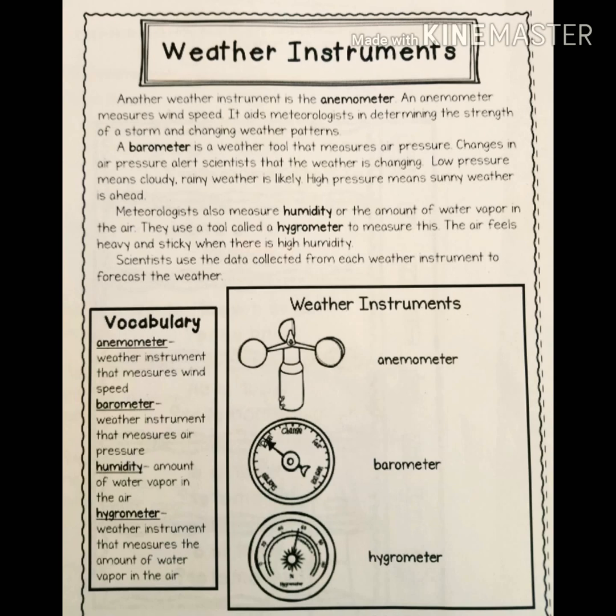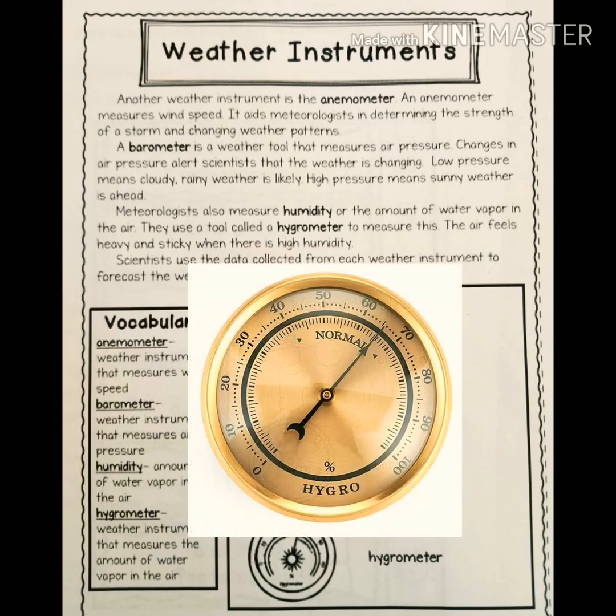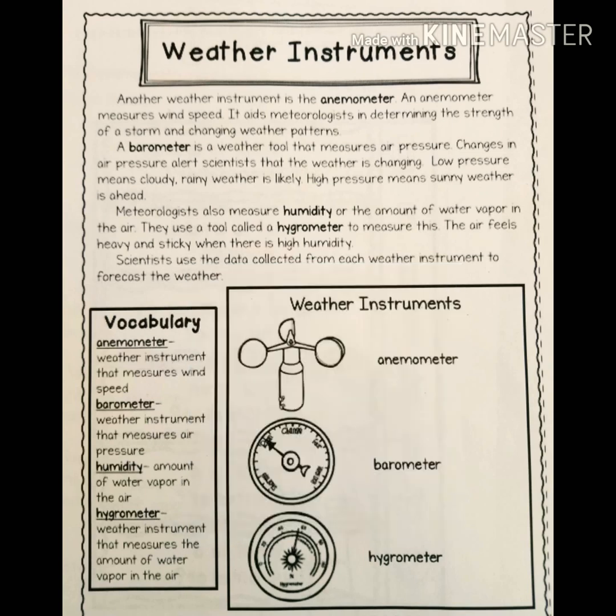Meteorologists also measure humidity, or the amount of water vapor in the air. They use a tool called a hygrometer to measure this. The air feels heavy and sticky when there is high humidity. Scientists use the data collected from each weather instrument to forecast the weather.